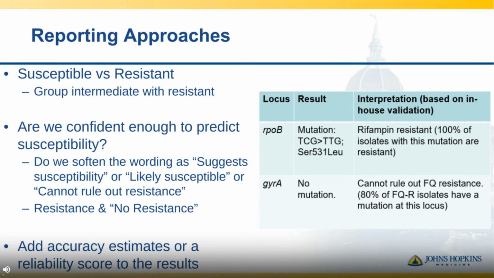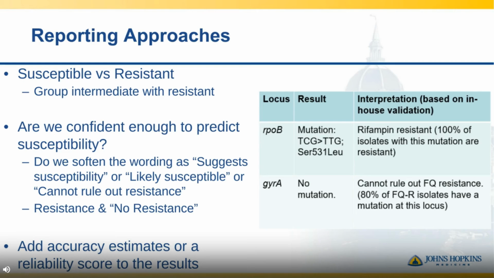And I guess the last question that we have, so we're working through the methods, the predictions, the analysis, is the last thing is, well, how do we report these results appropriately to positively impact patient care? In general, we've been approaching these results as susceptible and resistant categories and grouping the intermediate with the resistant category. However, the question comes up, are we confident enough to predict susceptibility? Like I said earlier, the error that I'm most worried about is a very major error where we're telling a clinician that this isolate is susceptible when in fact it's resistant.